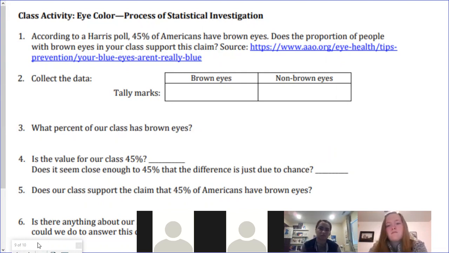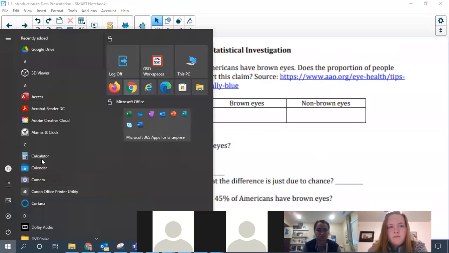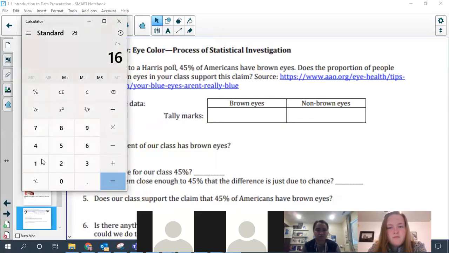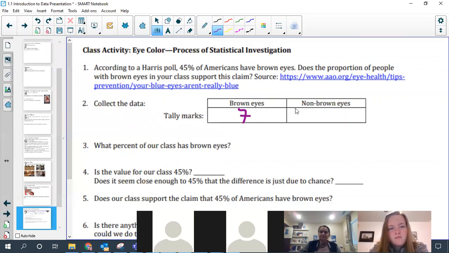So I'm going to hurry and pull up a calculator. Let's see what that is. That's 43.75. Is that pretty close to 45%? Yeah, that's not too bad. So I'm going to hurry and fill in our information there, so when we have our completed notes, we know what it was. Okay, so coming back here. We said 7 did, and that means 9 didn't. So we had 7 out of 16, which is 0.4375.